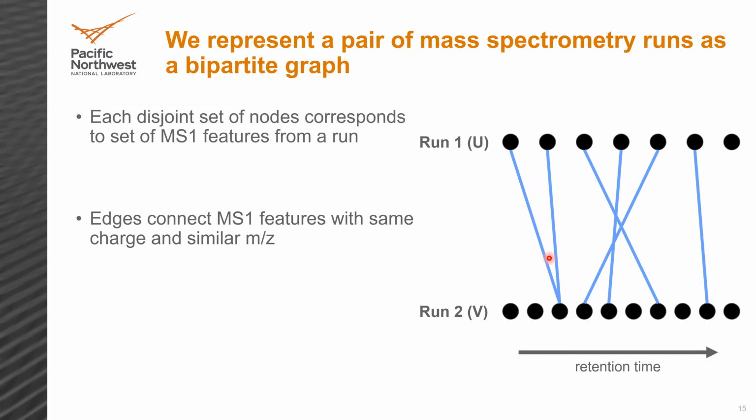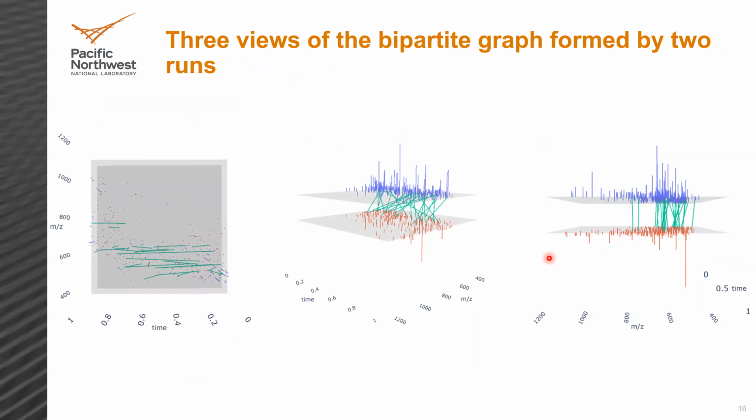This schematic shown on the right gives you a sense of what the real data looks like. These are 3 views of the bipartite graph formed by 2 different runs, where the gray planes are the boundaries between the 2 runs. The purple lines are the MS1 features from one run, the orange lines are the MS1 features from the second run, and the green lines are the edges linking MS1 features. We have 3 axes shown in this data: time, m/z, and intensity.